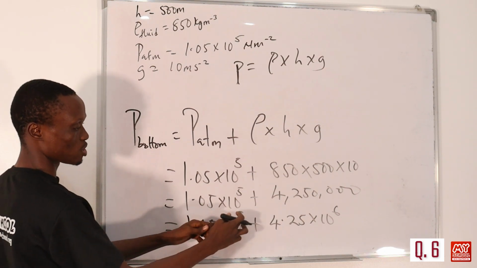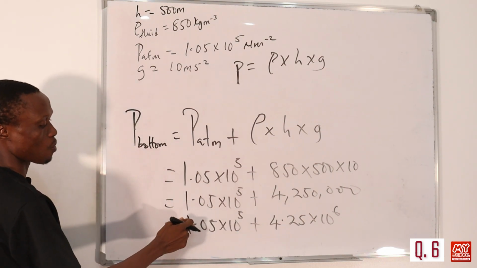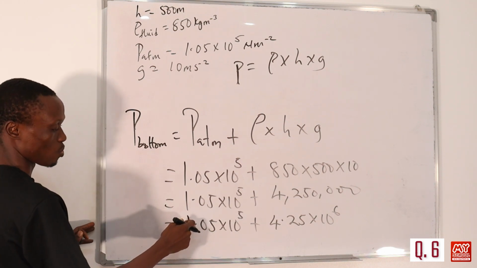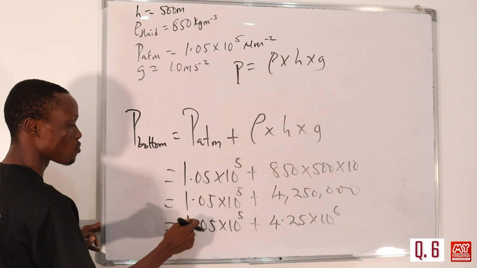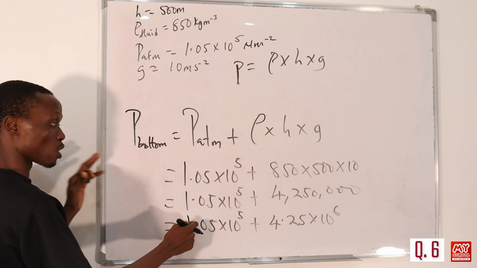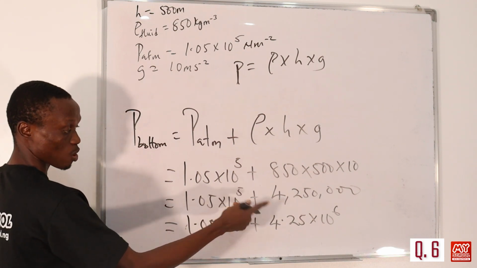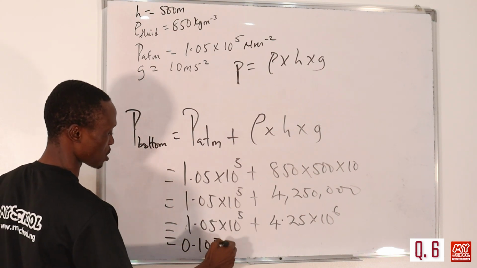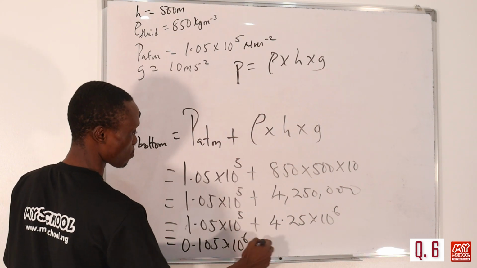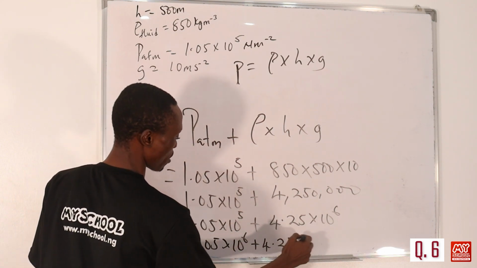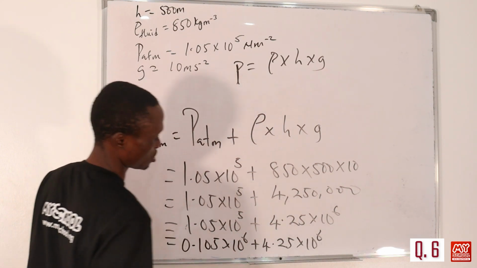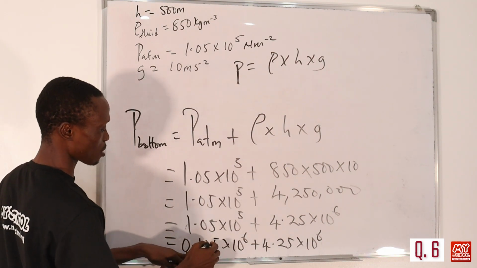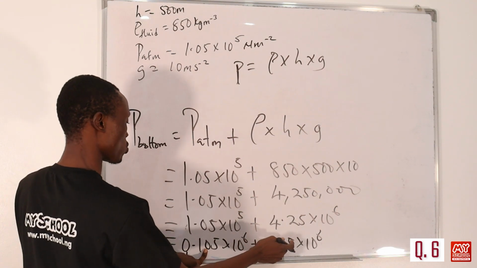So for us to move this to 6, we just move our decimal point one place to our left. Okay, but remember, when you move a decimal point one place to your left, you are going to add one to the power here. So we'll be having 0.105 times 10 raised to power 6, then plus 4.25 times 10 raised to power 6. Now we can add. So we are going to add 0.105 to 4.25.